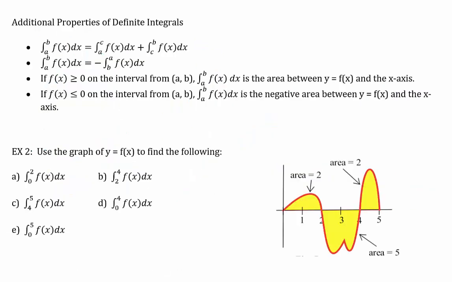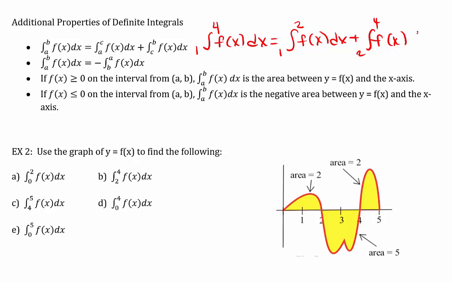And so I have listed a couple other properties of definite integrals. The first property says, let's say, for example, you are integrating from 1 to 4. You could do this as two separate intervals. You could integrate from 1 to 2, and then integrate from 2 to 4, and add those things together. So you can always integrate in separate pieces.